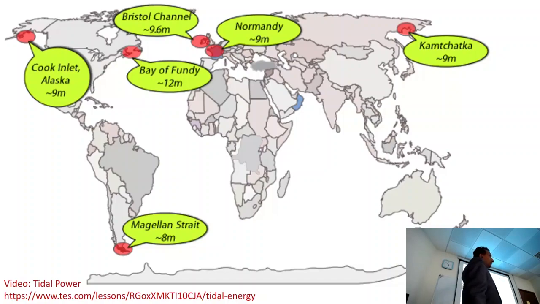These are places where you have huge differences. Bristol is in England. Normandy is in France. Why is the effect higher in this area than in the other areas? In the beginning you said it's happening because of the gravity between here and so on. Now certain areas, yeah.